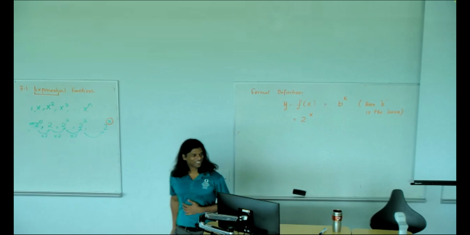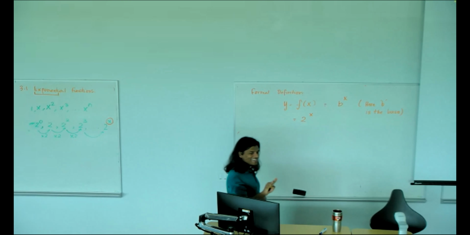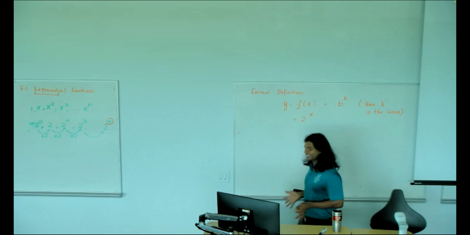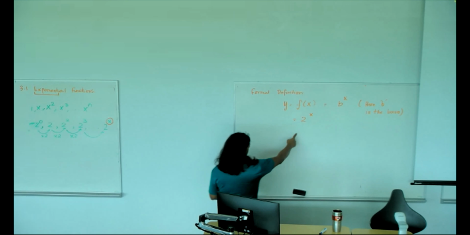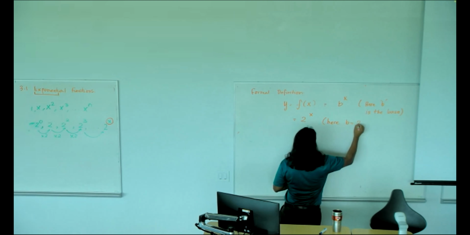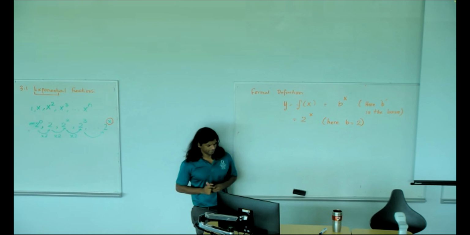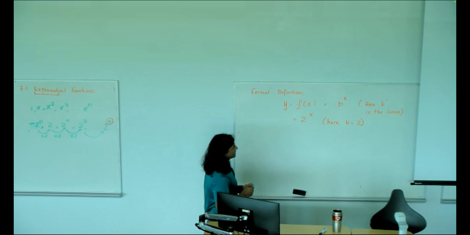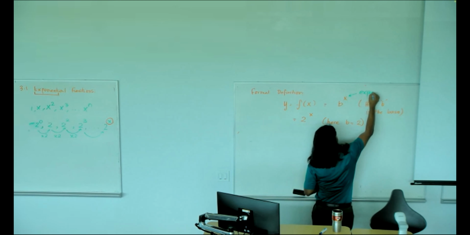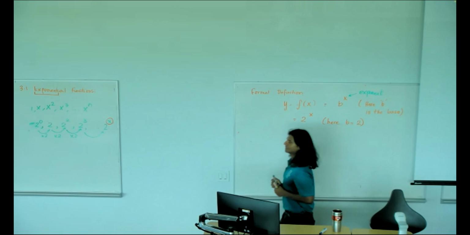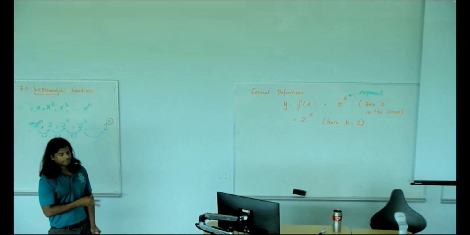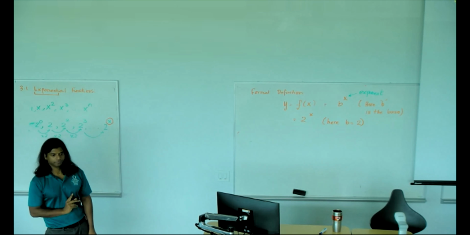b raised to x. So you can vary b to be any number. It could be 2, pi, 1.2, negative, doesn't matter. In this case, let's specify the case. b is 2. So b is the base, and x is the exponent. So b raised to x is an exponential function. That is the general form of an exponential function. Good.